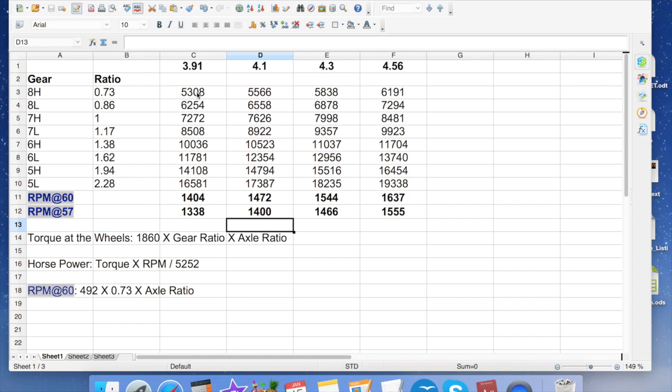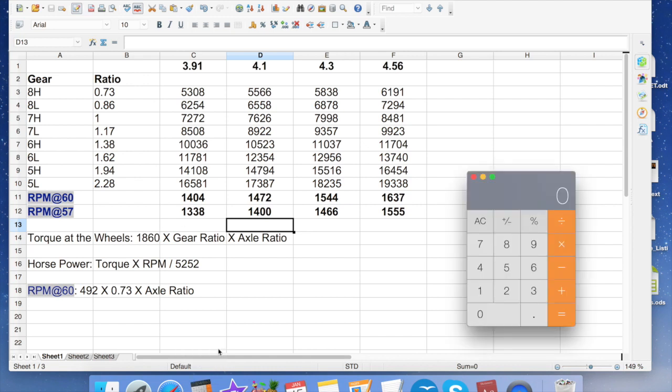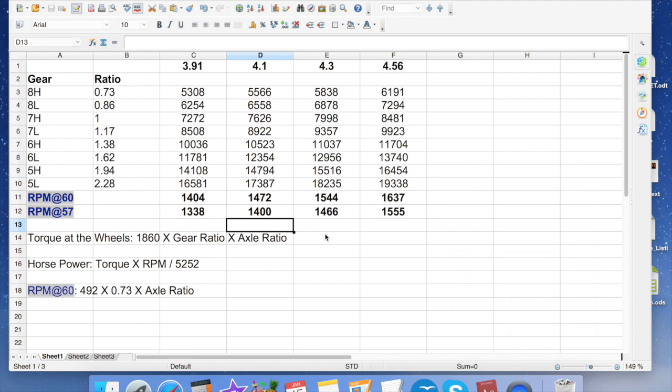So for example, to get this number, what I did was I multiplied 1860 times 0.73, the gear ratio of that gear, 8 high, times 3.91, my current axle ratio, right? And that's torque at the wheels, which is a theoretical number because there's loss through friction, through the engine. There's also another factor such as the tire radius, but these are still good numbers.